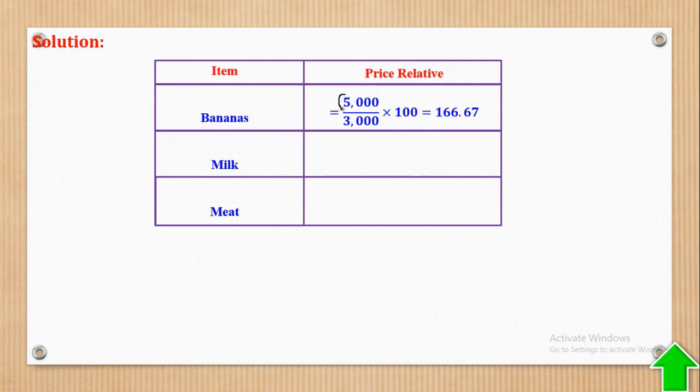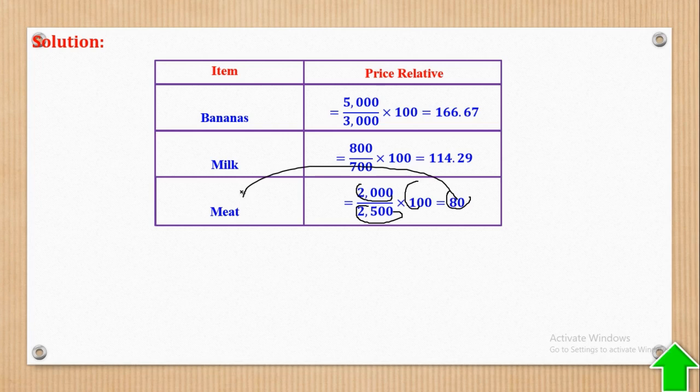So price in 2015 over price in 2014 multiplied by 100 gives you this, which will be the price relative for bananas. Then price in 2015 over price in 2014 multiplied by 100 gives you this, which will be the price relative for milk. Then price in 2015 over price in 2014 multiplied by 100 gives you this, which will be the price relative for meat.